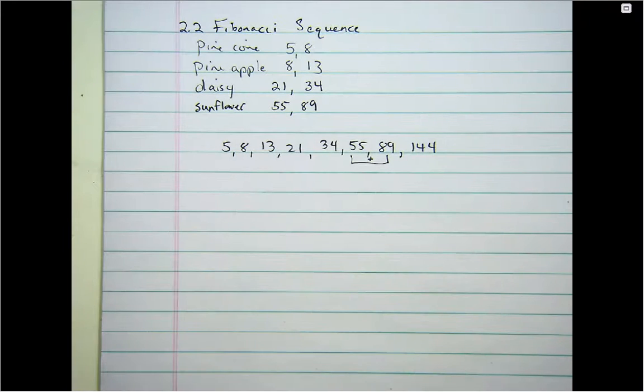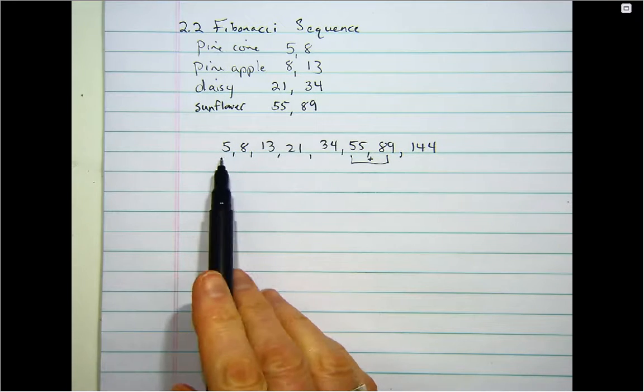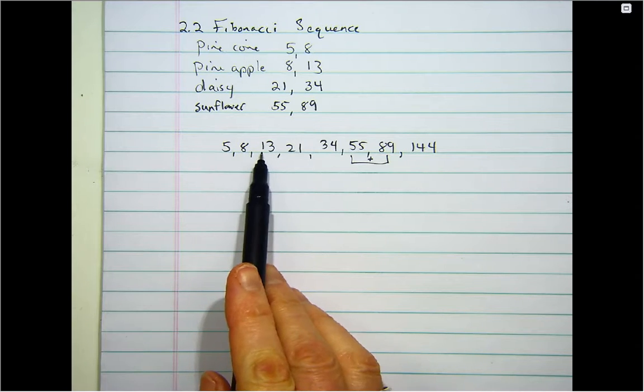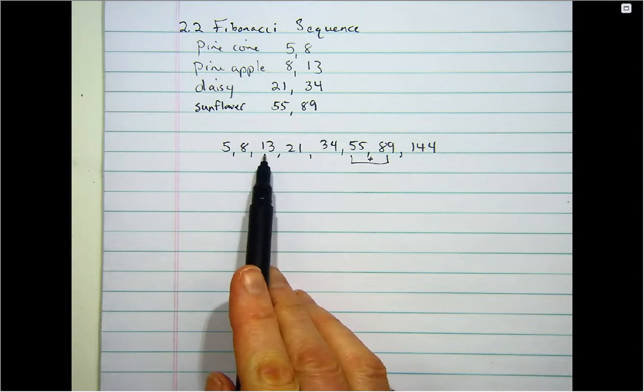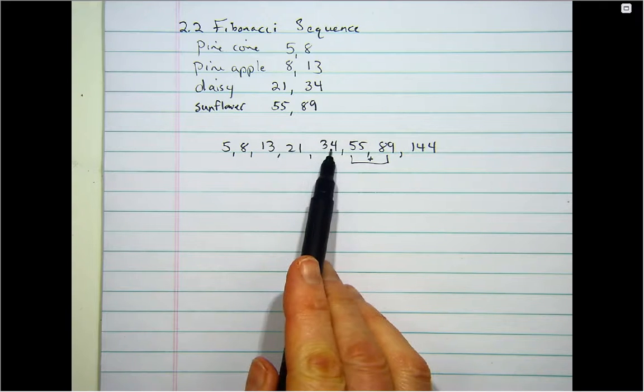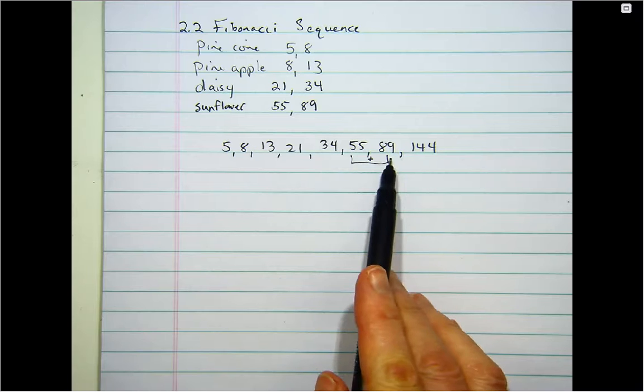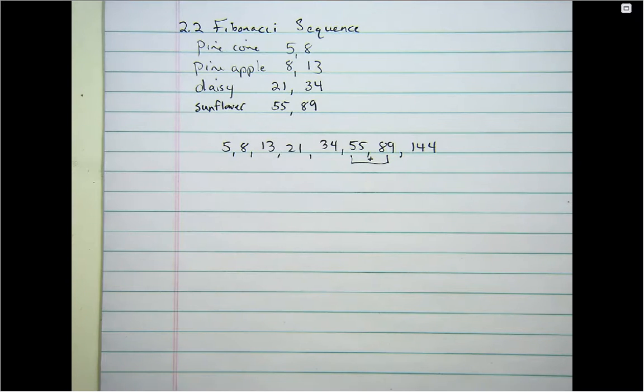Very good. You spotted how these come about. We have 5 plus 8 is 13. 8 plus 13 is 21. 13 plus 21 is 34. 34 plus 55 is 89. 89 plus 55 is 144, and 89 plus 144 would be the next number. Go ahead and find the next two numbers, please. Yeah, you'll probably need a calculator.